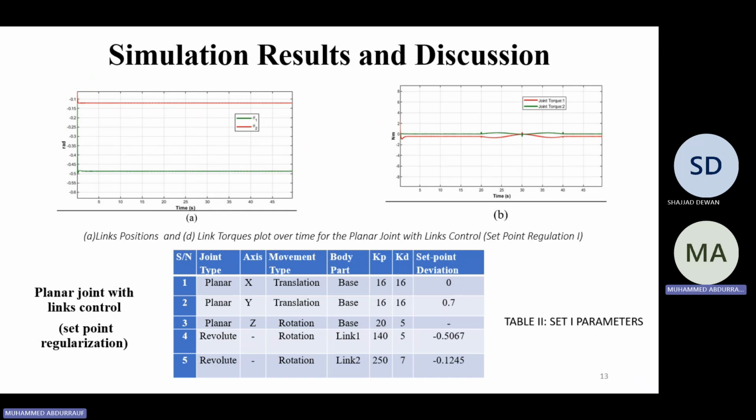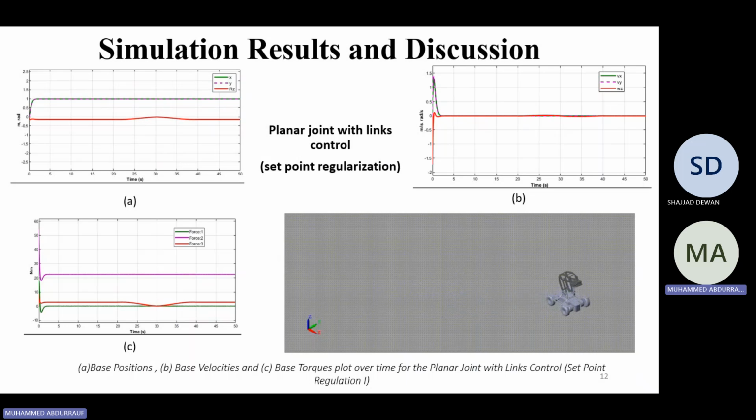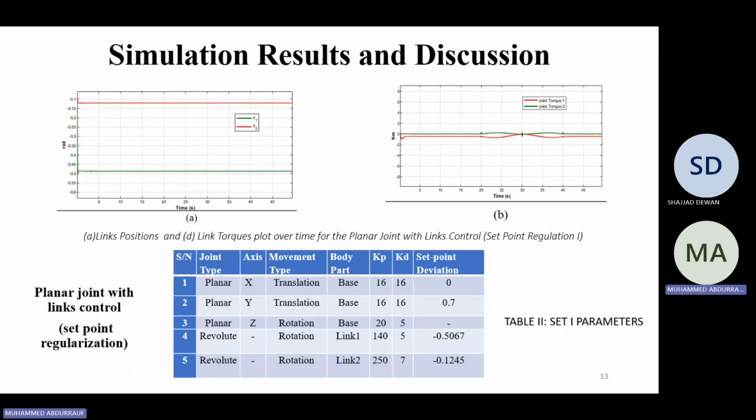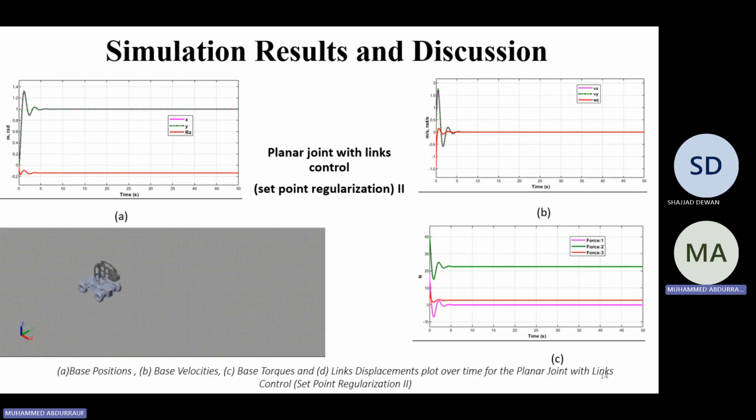Now, for our links, we also have some deviation from what we want, like we can see here. So it's not perfectly how we want it to be because of the compensation we've had for our gravity entity. We can see some steady state errors, but it stays at that particular point. And this is for the first set of values.